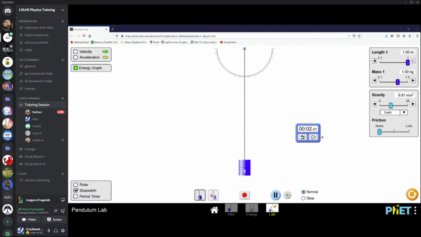Okay. Well, like we said for mass and angle, they're not in the equations. So they don't affect anything.